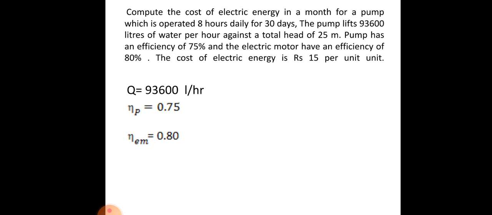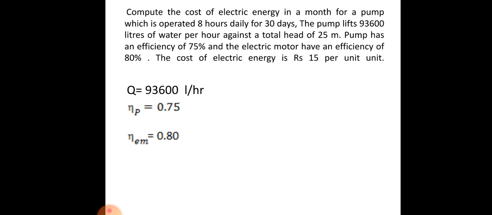So the question that was asked was: compute the cost of electric energy in a month for a pump which is operated 8 hours daily for 30 days. The pump lifts 93,600 liters of water per hour against a total head of 25 meters. The pump has an efficiency of 75% and the electric motor has an efficiency of 80%. The cost of electric energy is rupees 15 per unit.